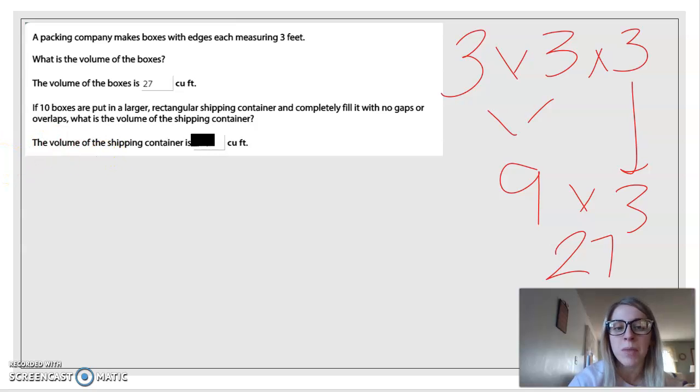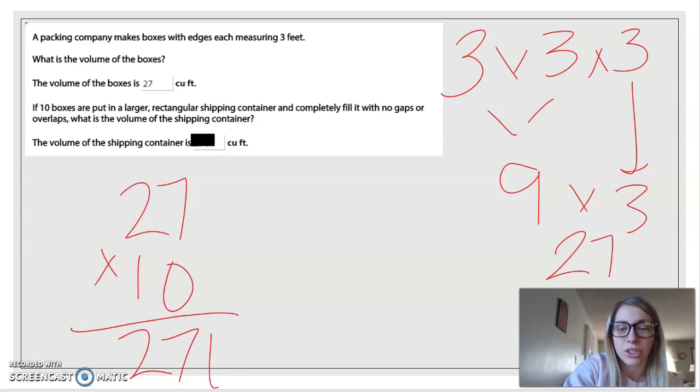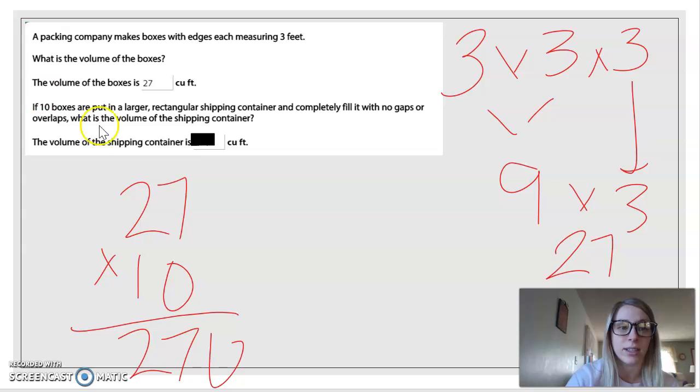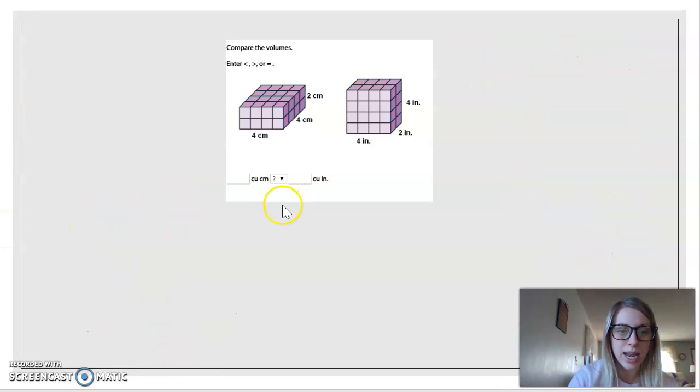27 is correct, okay? Now it says if 10 of those boxes were put together in a larger rectangular shipping container and completely filled with no edges or gaps or overlaps, what is the volume of the new container? So what I did here, 5th grade, is I took 27 and I multiplied it by 10 and I got 270. Let's see if that answer is correct. And it is, okay? So all I did was I had to take this answer here and I had to multiply it by the number that they gave me here. All right, we're almost there. Let's move on to the next one.